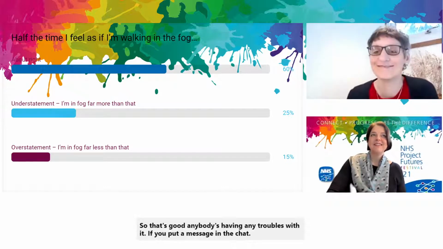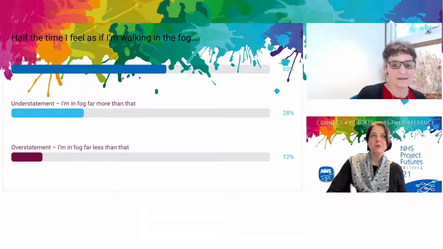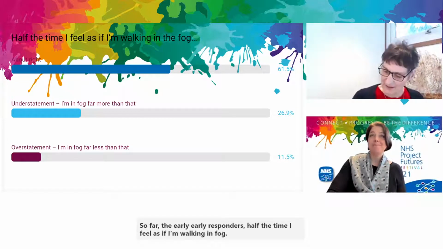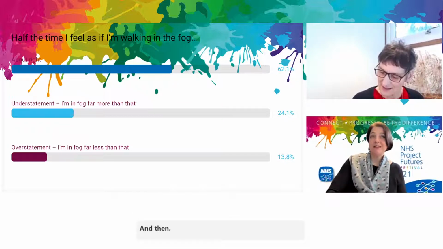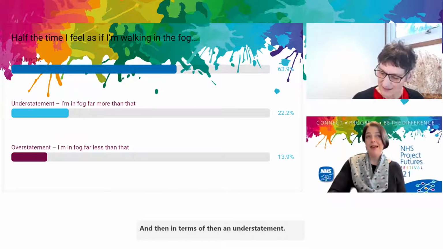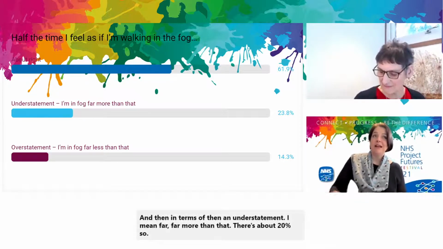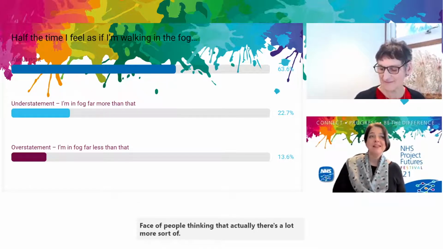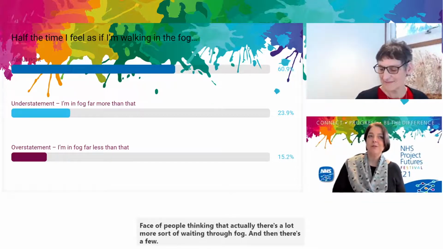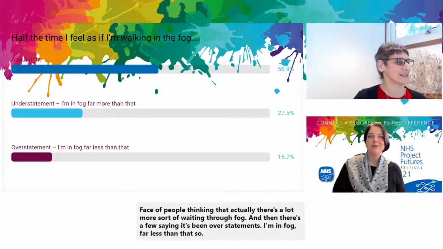I'm getting curious. So far, the early responders, half the time, I feel as if I'm walking in fog. About half the people on the call say that's about right. And then, in terms of an understatement, I'm in fog far more than that, there's about 20%. So, a fifth of people thinking that actually there's a lot more wading through fog. And then there's a few saying it's a bit of an overstatement, I'm in fog far less than that. So, okay, I think that's really interesting to me.